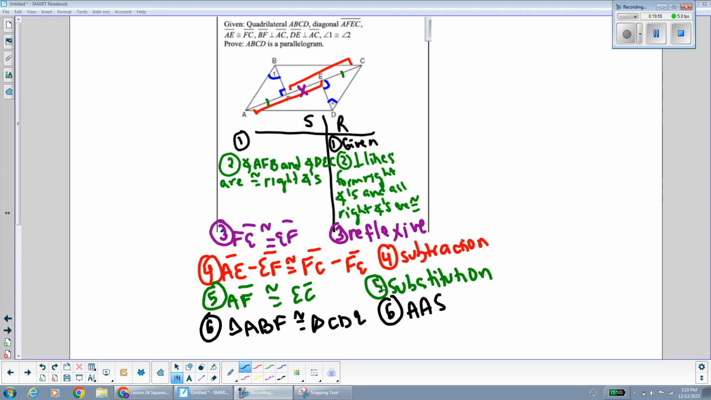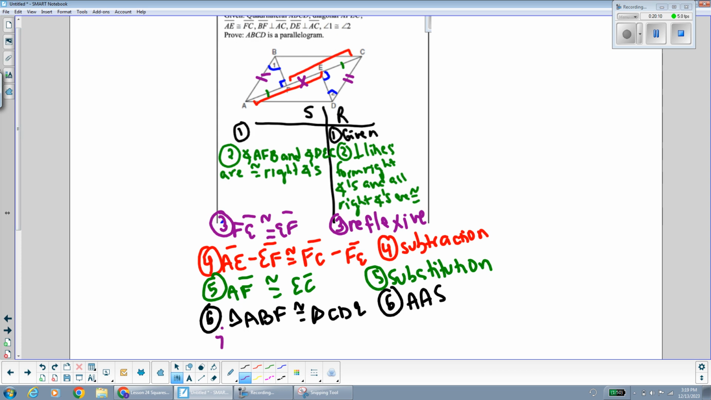So now I have to think about how I can use CPCTC to get more information to prove that I have a parallelogram. And I'm going to CPCTC this side and this side, AB and CD. I'm going to put that into my proof. So AB is congruent to CD, and that's going to be by CPCTC.